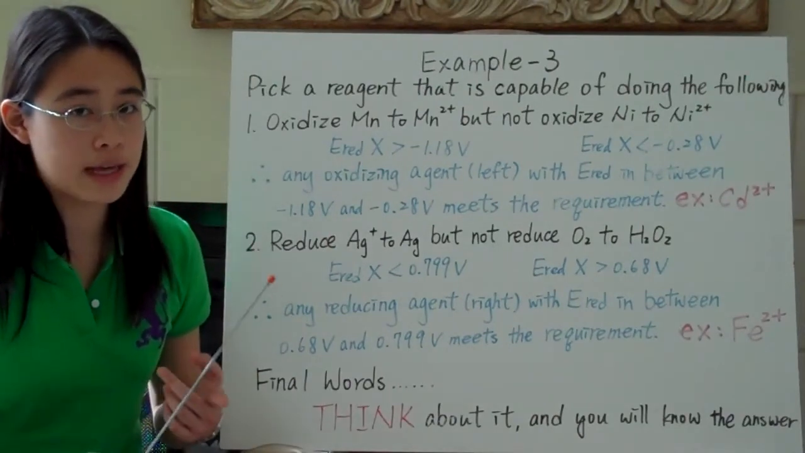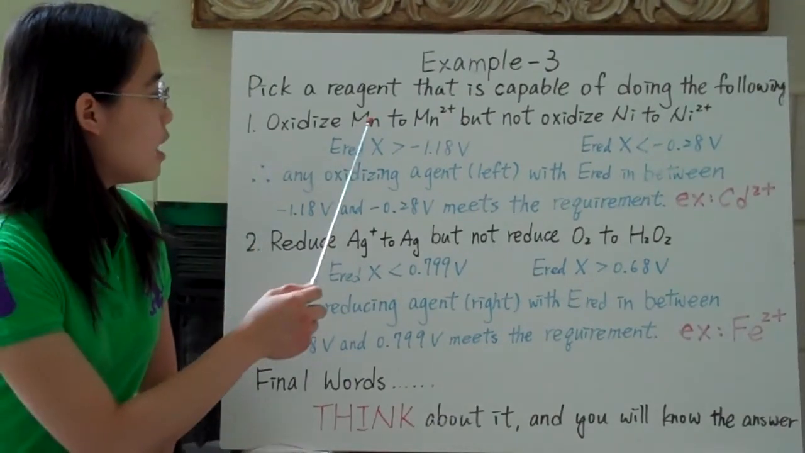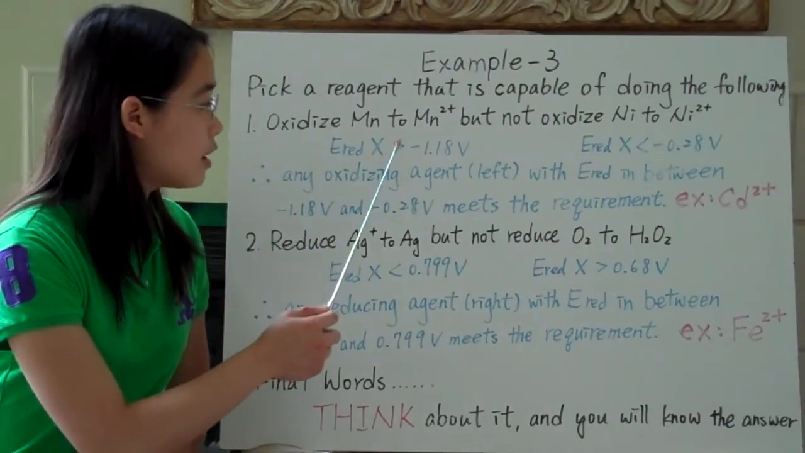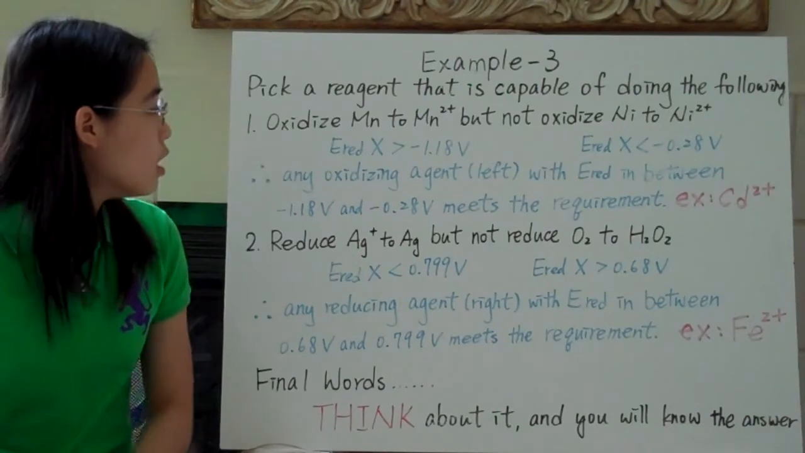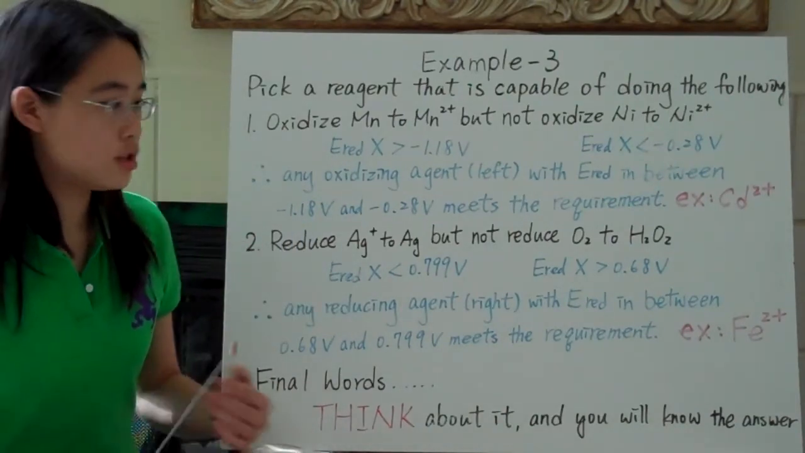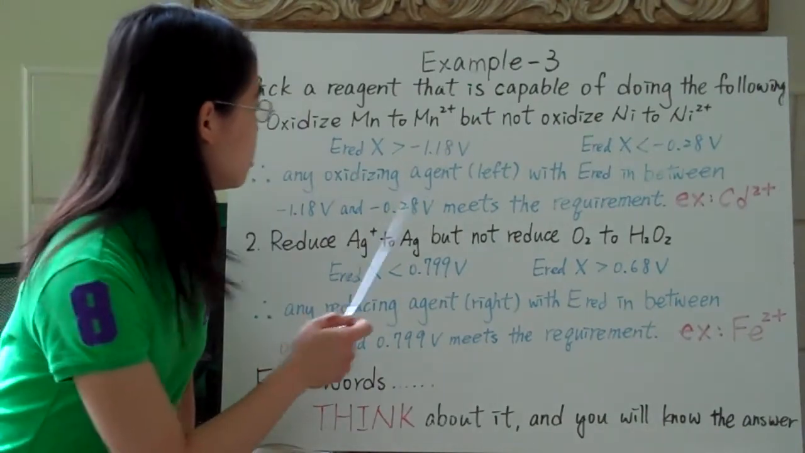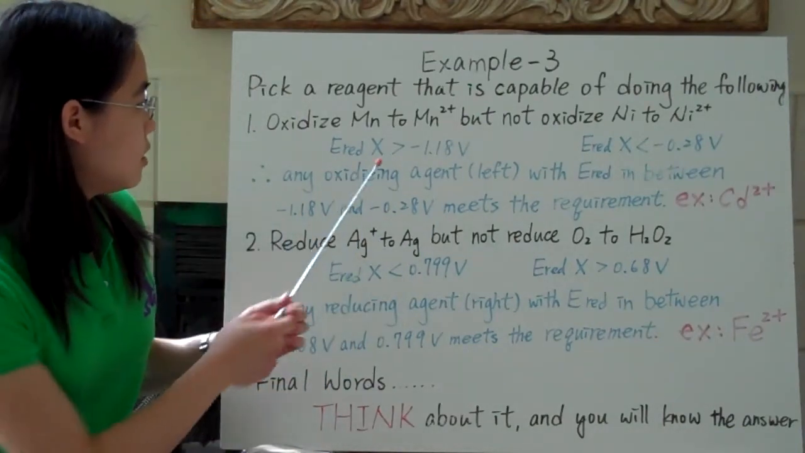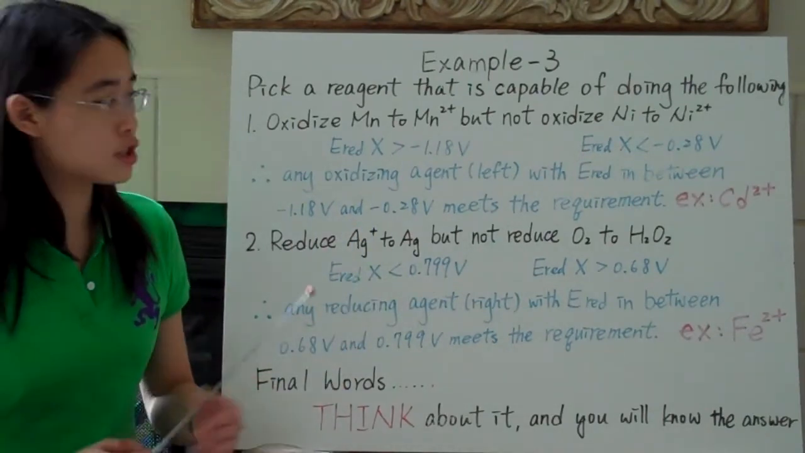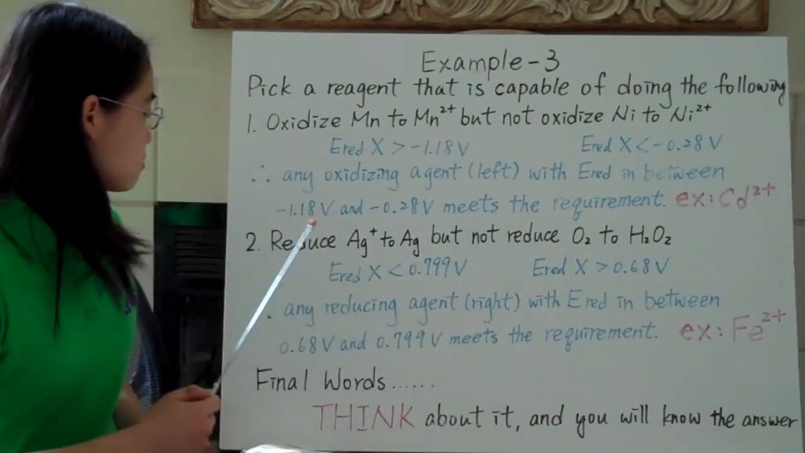For a substance to be able to oxidize manganese, the reduction potential of the substance has to be greater than manganese, because it has to be able to grab electrons from manganese, so it has the greater potential. And since it cannot oxidize nickel, it has to have a smaller reduction potential than nickel does.